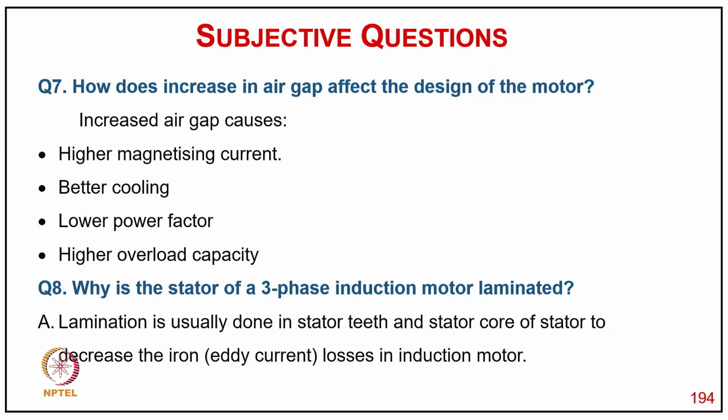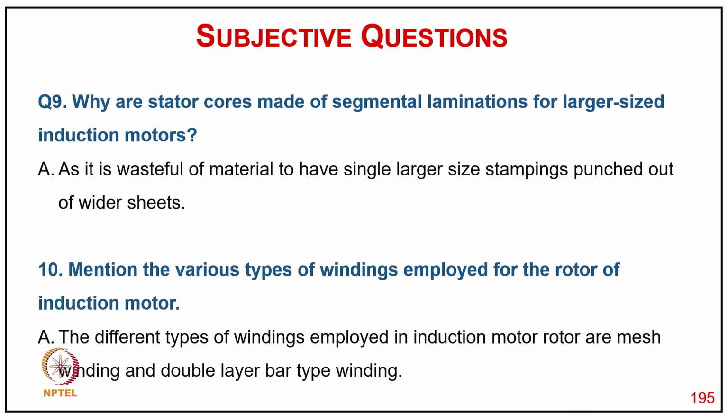Why is the stator of a 3-phase induction motor laminated? Lamination is usually done in the stator teeth and stator core to decrease the iron loss or eddy current loss. Why are the stator cores made of segmented laminations for large sizes? Because it is wasteful of material to have a single large-size stamping punched.